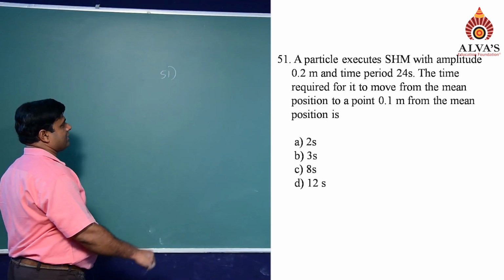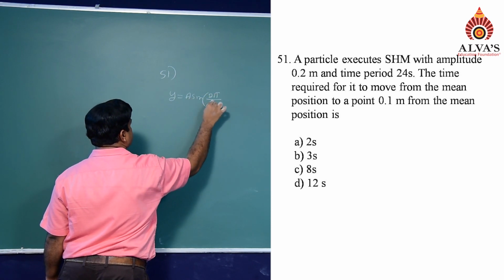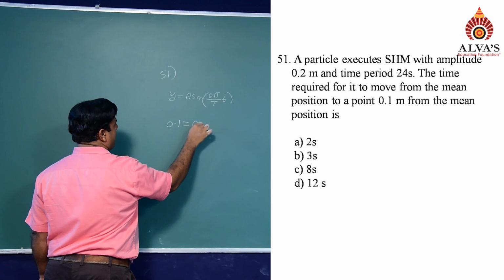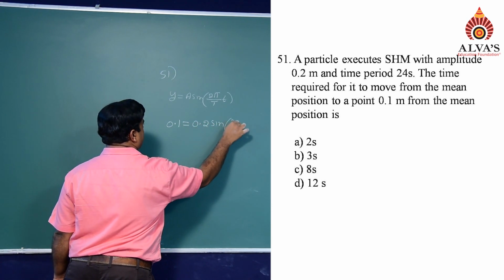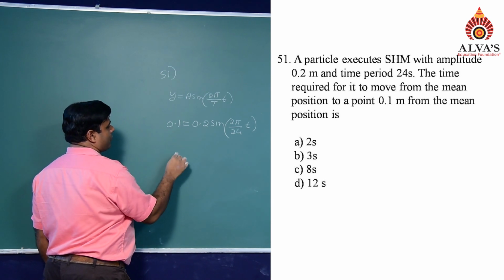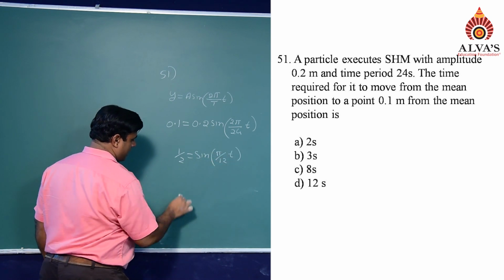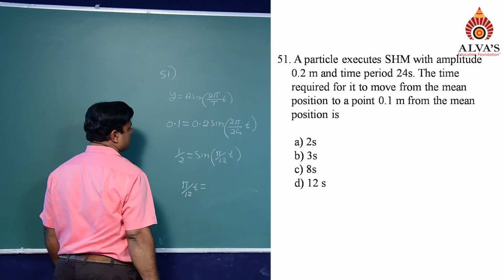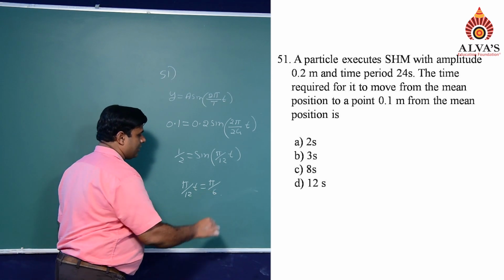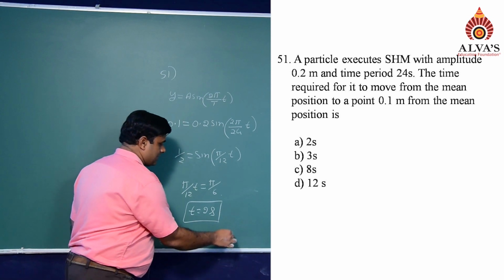of 0.1 meter. So displacement of the particle is given by A sin omega t. Omega can be written as 2 pi by T into t. Distance of the point is 0.1 meter, amplitude is 0.2, time period is nothing but 24 seconds. You have to calculate time t. 0.1 by 0.2 is 1 by 2, which is sine of pi by 12 t. Pi by 12 t is sine inverse of half, which is nothing but 30 degree. Pi divided by 6 implies t equal to 2 seconds. So the answer is E.